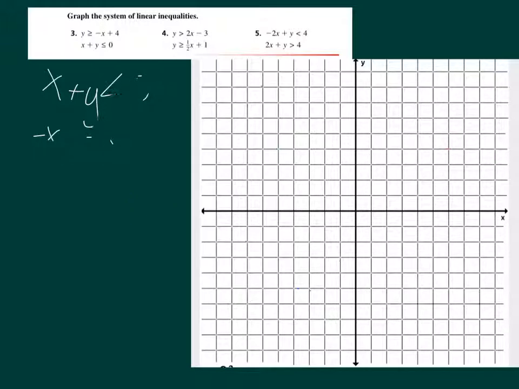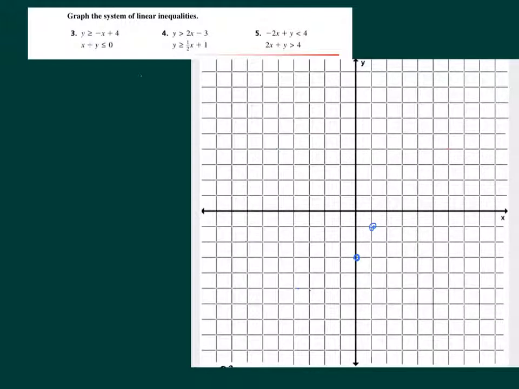Okay. Number 4. Okay. It's erased. We're done. Let's graph the top line in blue. What's my y-intercept? Negative 3. So I go down 3. What's my slope? 2. Up 2 over 1.